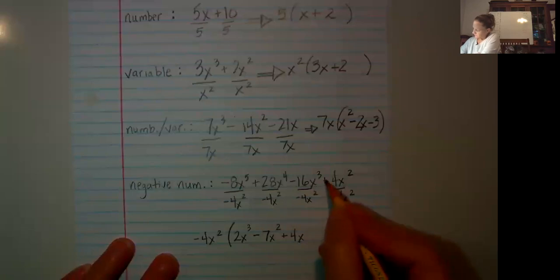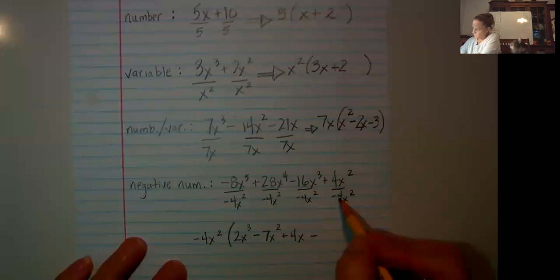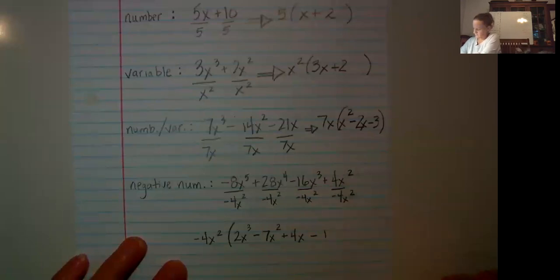And then lastly, we have a positive divided by a negative, which would be a negative. 4 divided by 4 would just leave me with 1. And then x squared divided by x squared would also just be 1. Don't need to write it again. All right, so again, here's my GCF, my negative 4x squared in front, and then inside, I've got my 4 terms. And you could quickly do a little distributive property, multiply out, make sure you didn't do any division wrong with your numbers, check your signs, check your exponents.